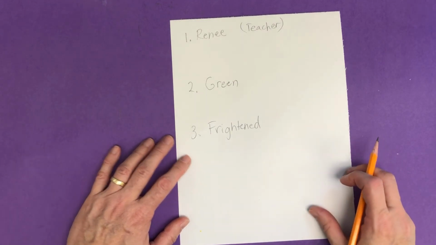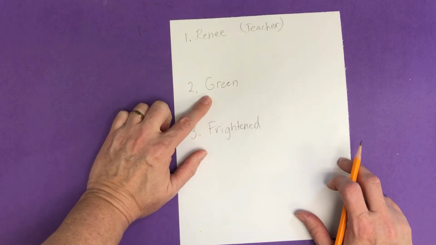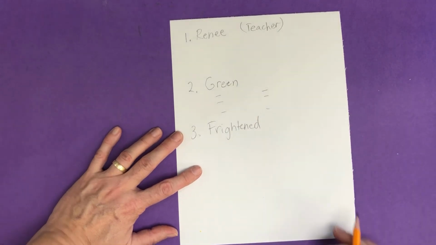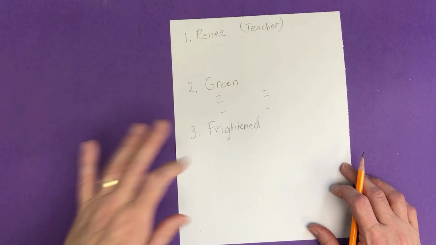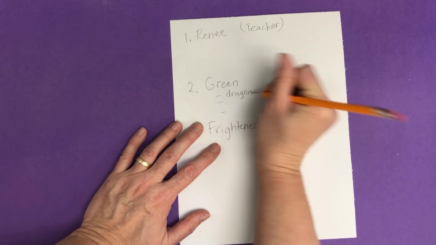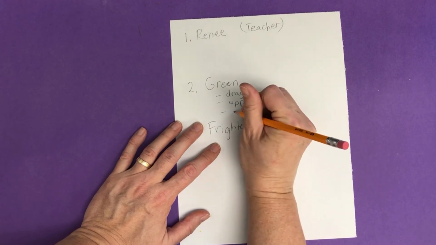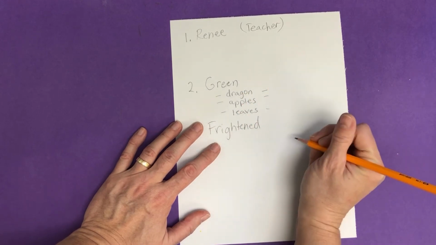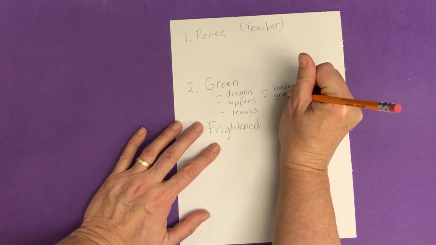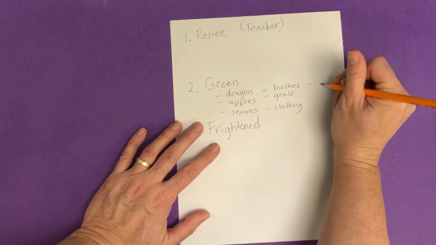Awesome. Now there's only one thing left for me to brainstorm before I get started, and that is some things that are green. So I'm going to put a couple of things, maybe 4, 5, or even 6, that are going to be green things. So let me see. I think dragons are sometimes green. Sometimes there's green apples. Sometimes the leaves on trees are green. Sometimes bushes are green. Grass. Sometimes clothing is green.